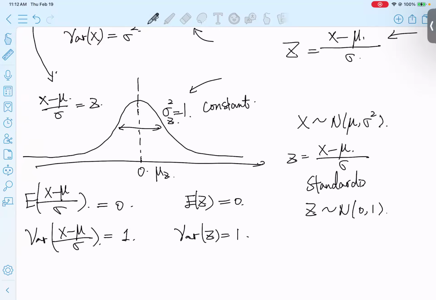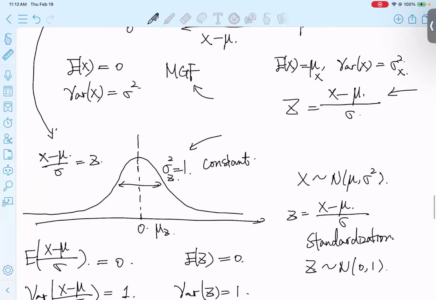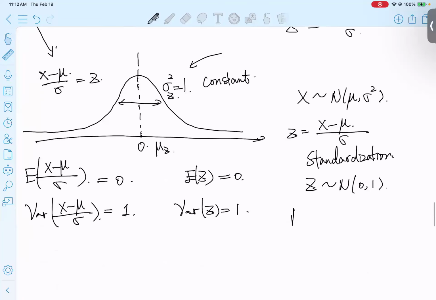We have also talked about the moment generating function of these in the previous lecture, so you can resort to your previous lecture notes for the transformation and the moment generating function of these components. But here I'm just giving a visual explanation of what we did before when we introduced the normal.